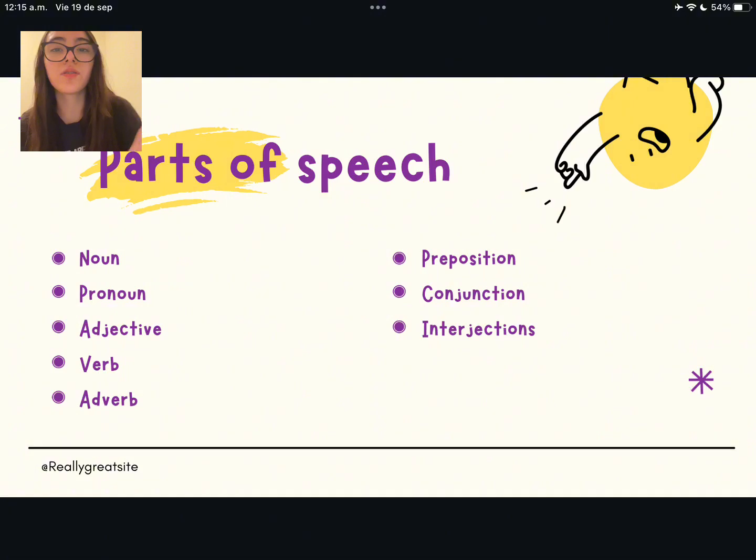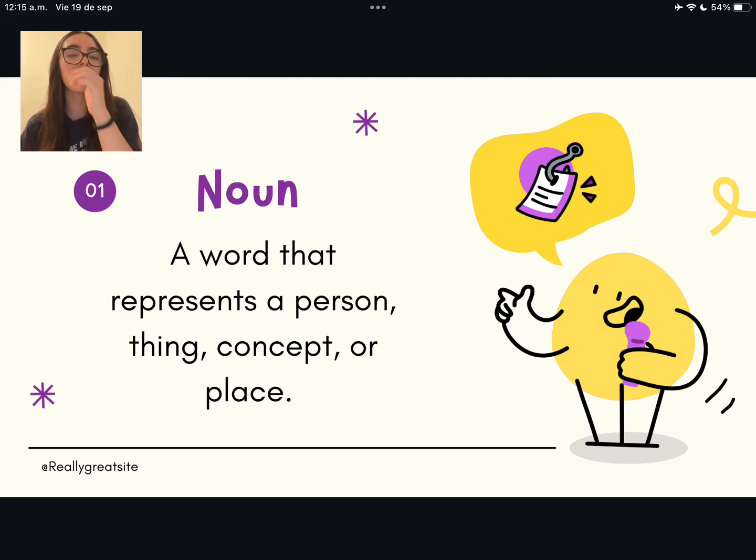First, I want you to recognize the parts of speech. There are 8 of them. They are nouns, pronouns, adverbs, verbs, adjectives, prepositions, conjunctions, and interjections. Let's check the definition of each. First, there is a noun, which is a word that represents a person, thing, concept, or idea. For example, the name John, dog, or names of cities like Tijuana.